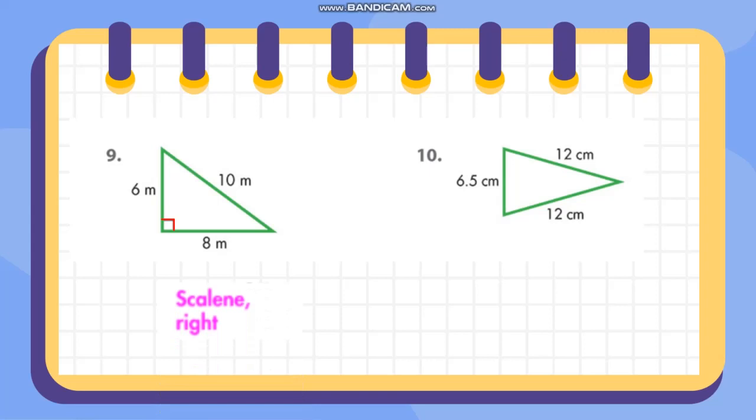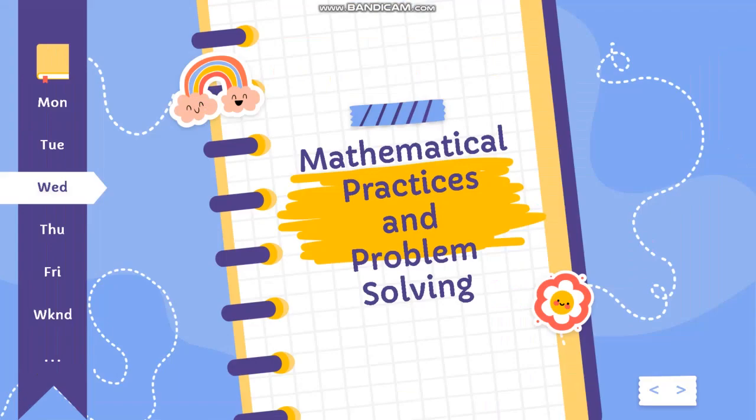Next, question number 10. Look at the sides. We have 12 centimeters, 12 centimeters, and 6.5 centimeters. So two sides are equal. If two sides are equal, that is what we call an isosceles triangle. And look at the angle. This is acute, this is acute, and this is acute. So all angles are acute, so that is an isosceles acute triangle.